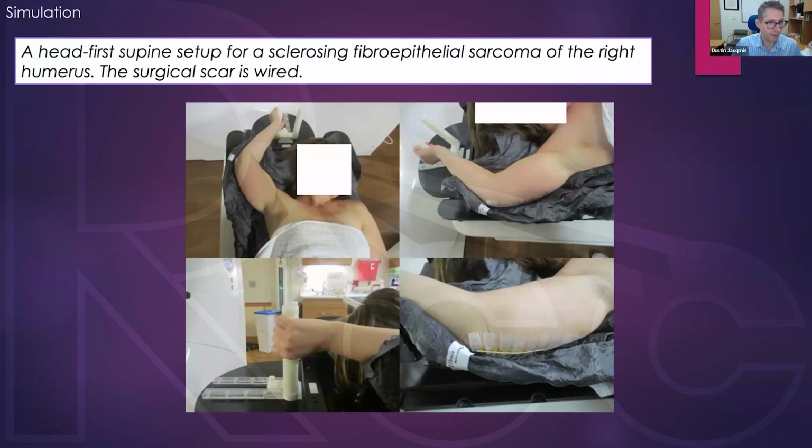And lastly, we have a head first supine setup for a sclerosing fibroepithelial carcinoma of the right humerus. You can see that we wired the surgical scar. This is a post-surgical treatment. This mold isn't as deep and conformal as I would like. I'd like to see it a little bit more built up here in the armpit. And it's pretty deep and nice here in the forearm, but it's not very deep here in the upper arm. It's hard to see because I've blocked the patient's face, but the patient's head is turned away from their treatment arm too. So we've tried to put some space between the head and the treatment location.